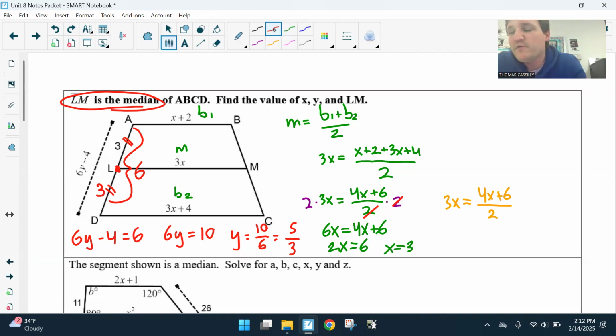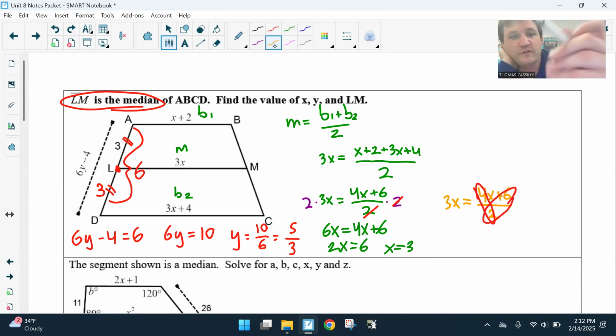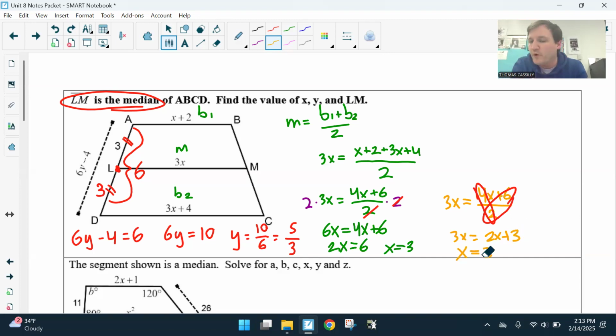But another way you could have done this one: notice how 4x and 6 are both even numbers. Even numbers we can divide by 2 pretty easily. So instead of multiplying the 2 over, sometimes you can, if everything is even, just divide. We're going to have 3x equals 2x plus 3. Just divide them both individually, subtract the 2x over, and you have x equals 3. Both of those are perfectly fine ways to solve this problem. So x is 3.